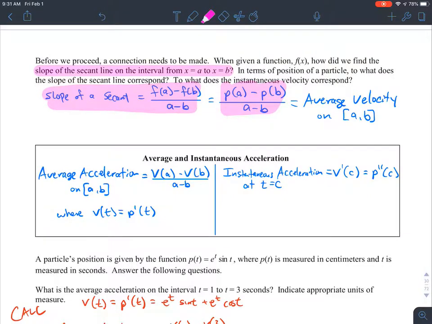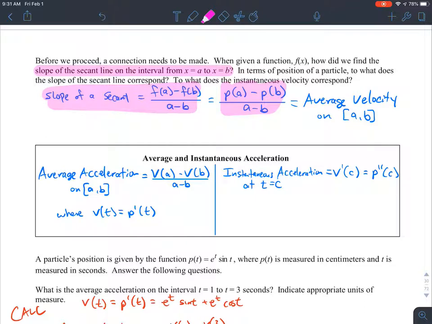Continuing. Average and instantaneous velocity. The velocity describes how the particle's movement is changing with respect to time. That's what velocity is doing. Acceleration is describing how the velocity is changing relative to time.